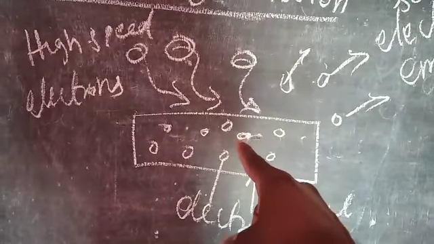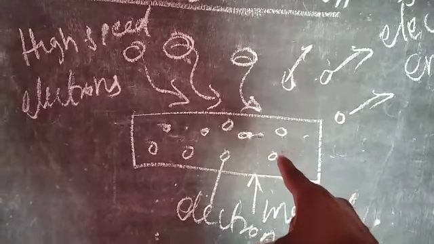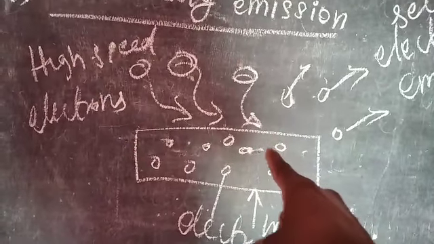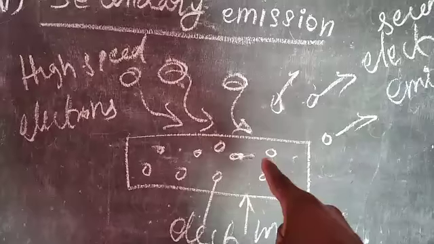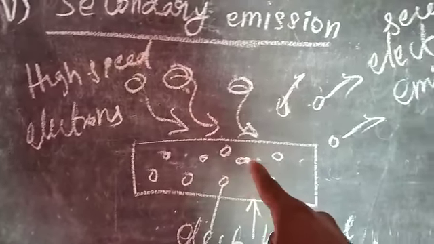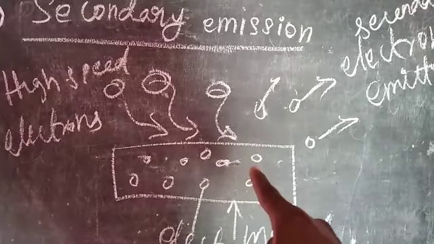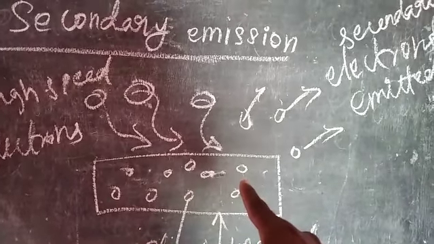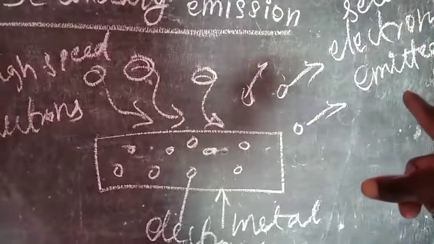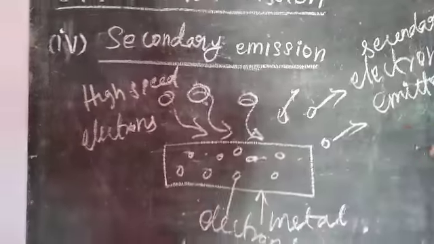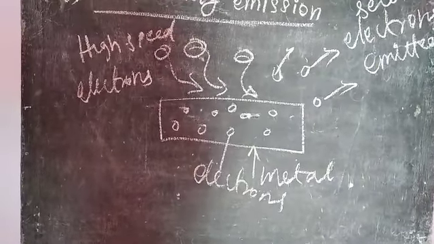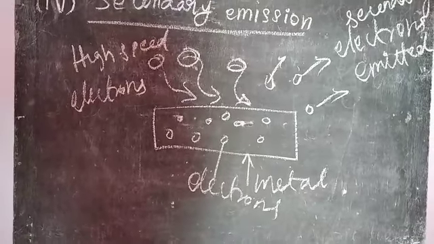The metal has electrons in random motion, with some amount of energy. When high speed electrons hit the metal surface, the randomly moving electrons absorb some amount of energy from the high speed electrons. They then have sufficient energy, so they are emitted from the metal. These are secondary electrons. This is called secondary emission. Examples: image intensifiers and photomultiplier tube.